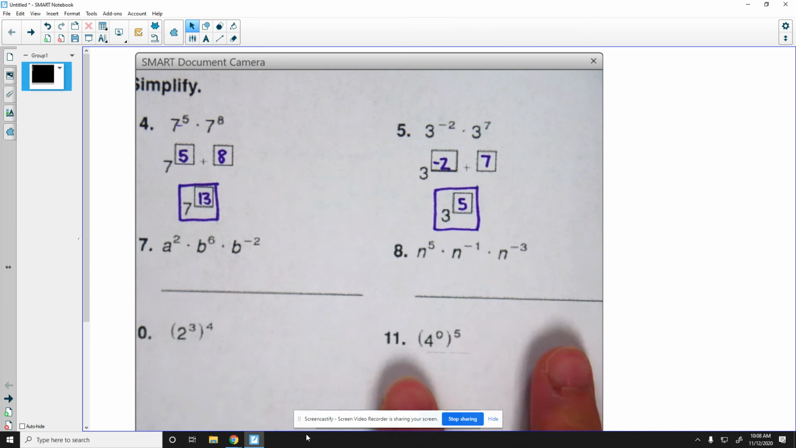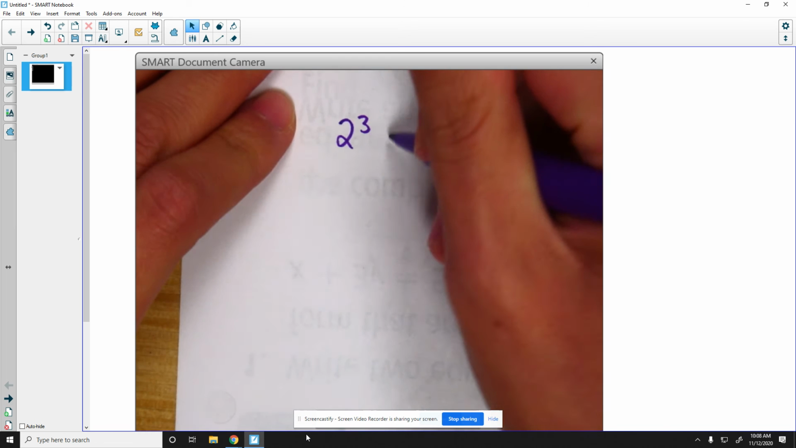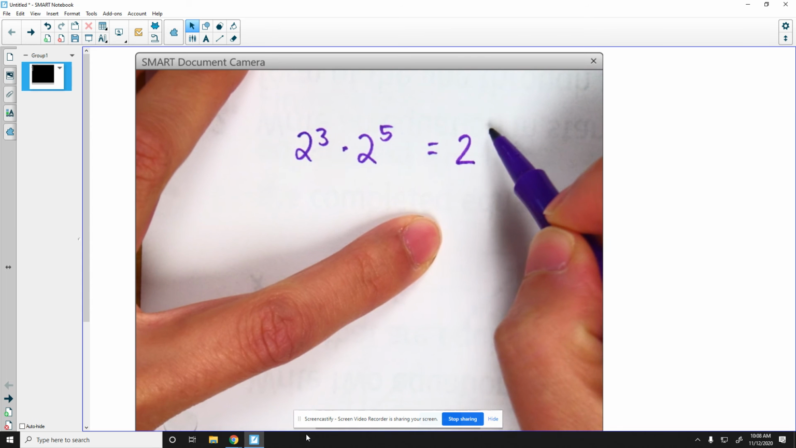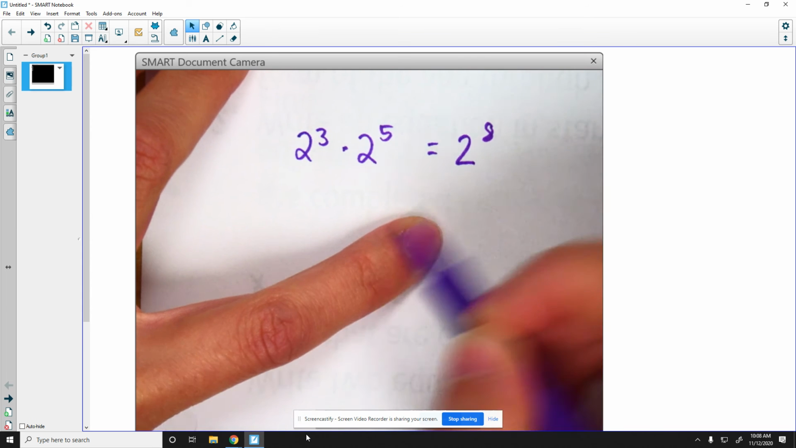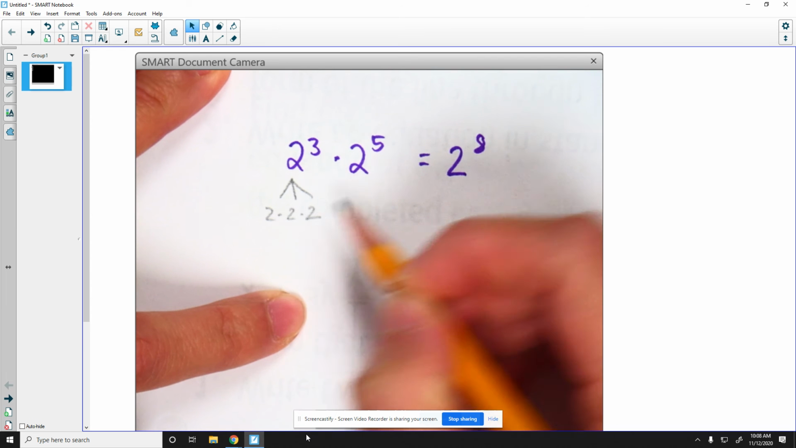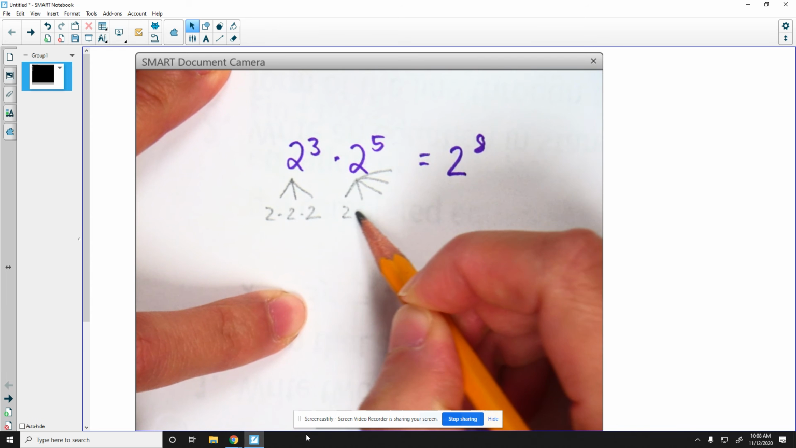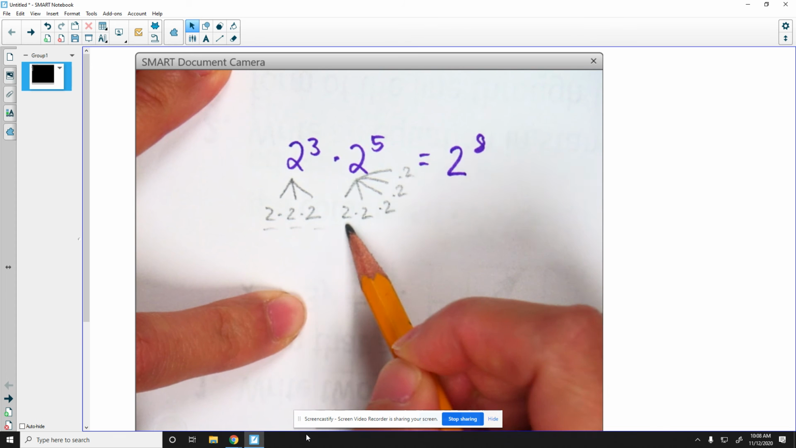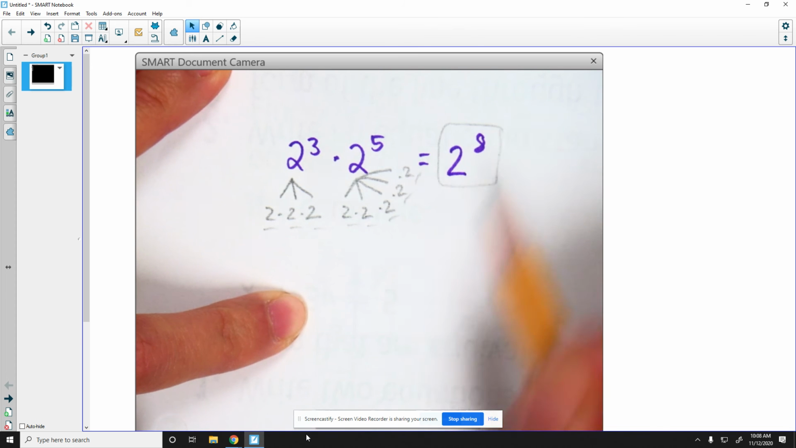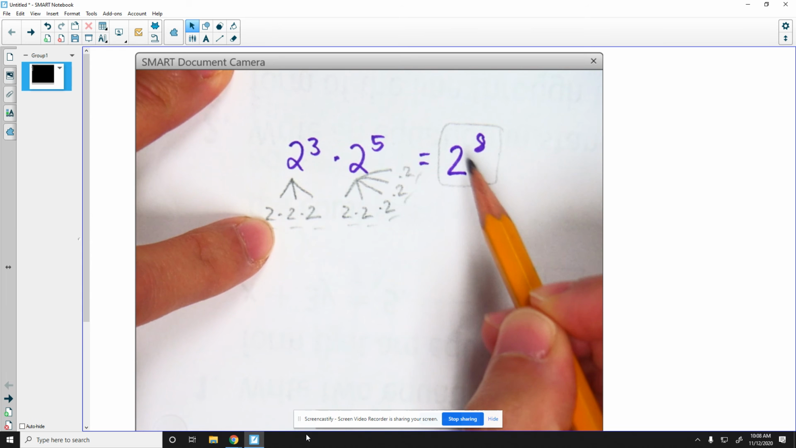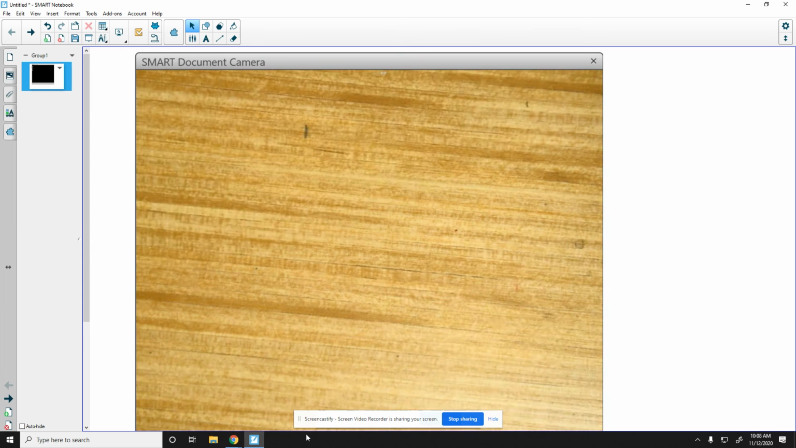Okay, so let me tell you why that trick makes sense. Let's say I have 2 to the 3rd times 2 to the 5th. I know that my answer is going to be 2 to the what? 8. But why? If I have 2 to the 3rd, isn't that just 2 times 2 times 2? If I have 2 to the 5th, isn't that 2 times 2 times 2 times 2 times 2? So how many 2's do I have? 1, 2, 3, 4, 5, 6, 7, 8. That's why my answer is 2 to the 8th. If I were to separate it all and then count them all up, don't I just have 8 total? That's why that trick works, okay?